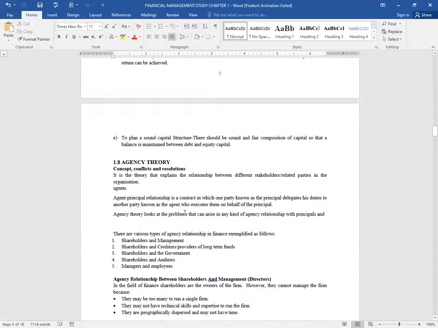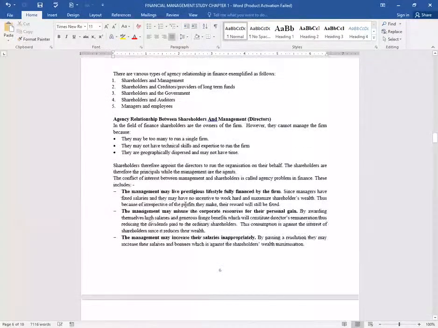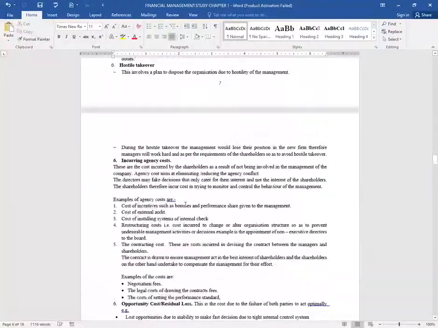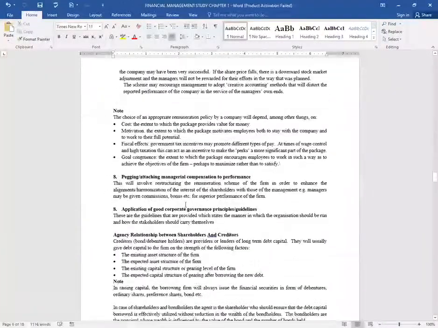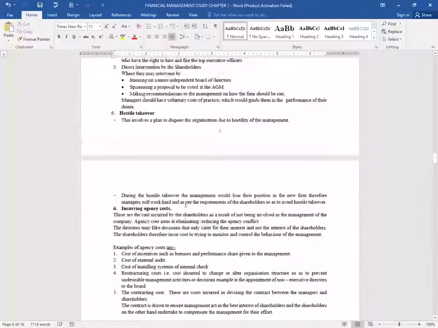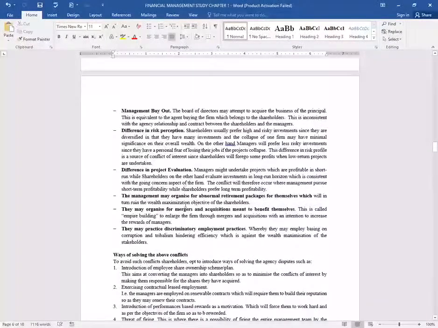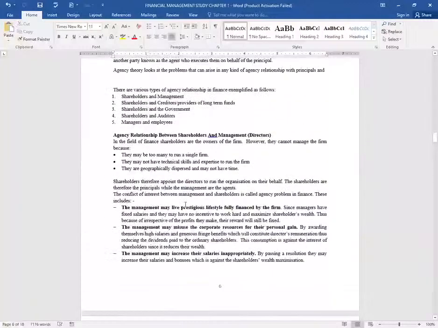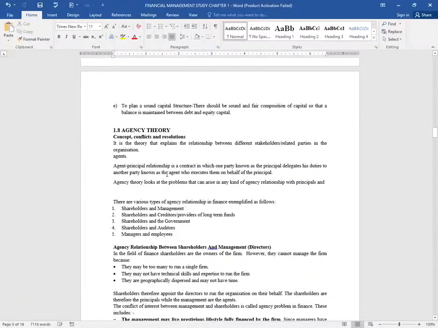Ladies and gentlemen, from there we have our agency theory. When we talk of agency theory, the most important thing that you're supposed to know, under agency theory, we are told it is the theory that explains the relationship between different stakeholders, related parties in an organization. Remember, in this organization, for it to stand the way it is standing, there are many stakeholders.